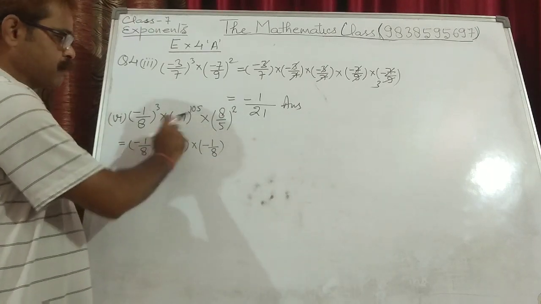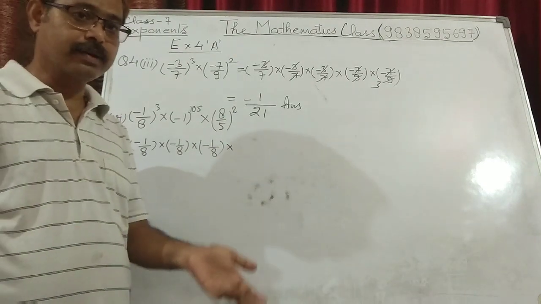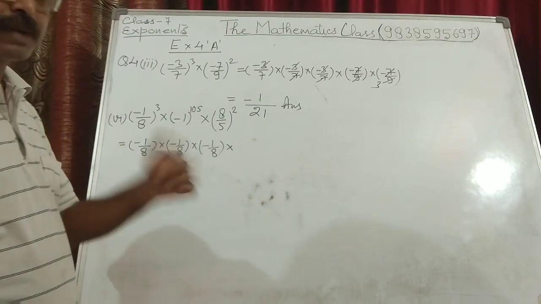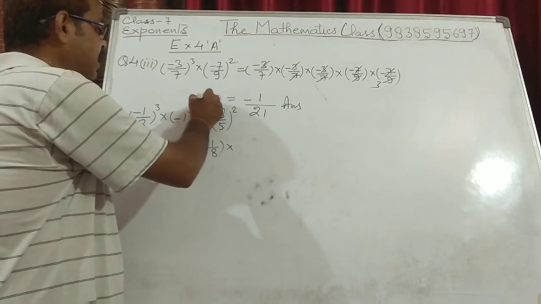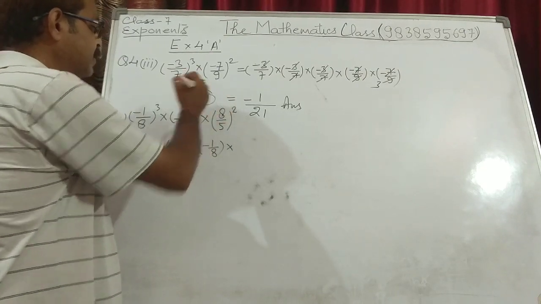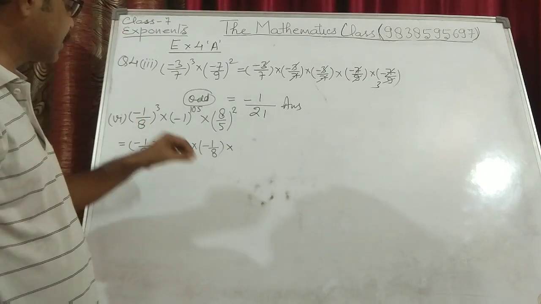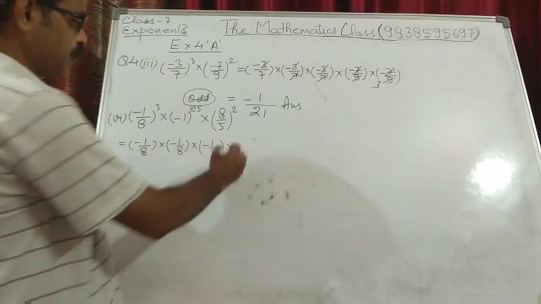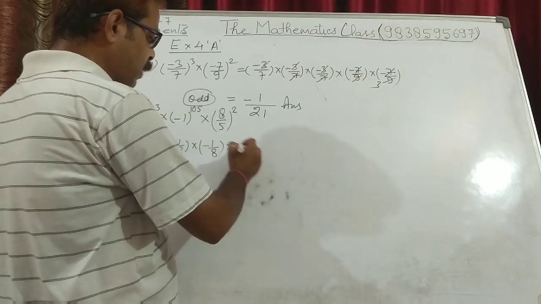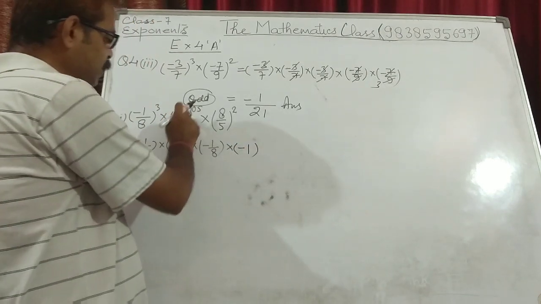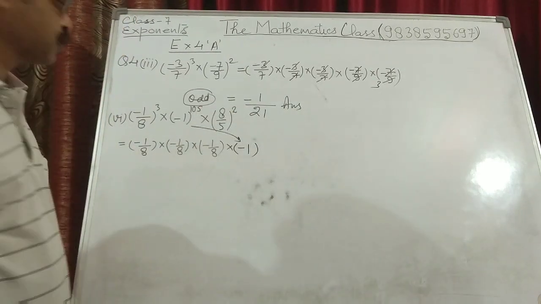Now, when we talk about minus 1 to the power 105, it means you have to write minus 1 105 times multiplied by itself. But we know that 105 is an odd number, and when this 1 is multiplied to itself, you always get 1. So a very simple thing is, since it is odd, the final sign will be minus and the numerical value will be 1. So in place of minus 1 to the power 105, you can write simply minus 1.